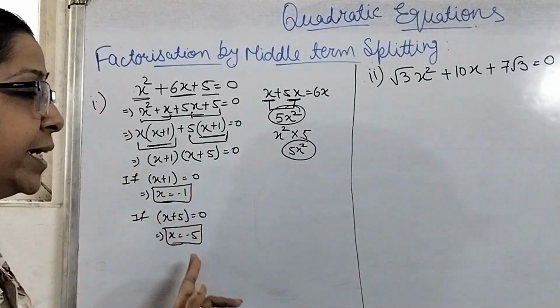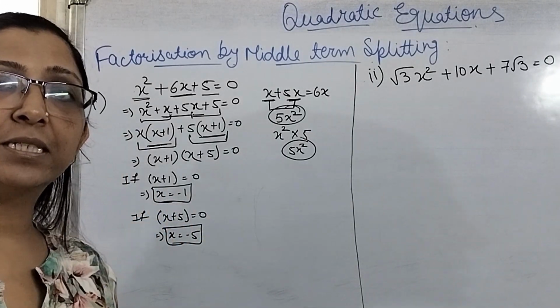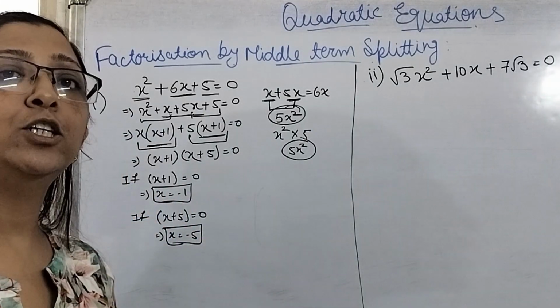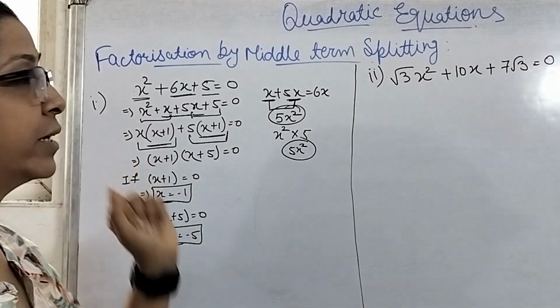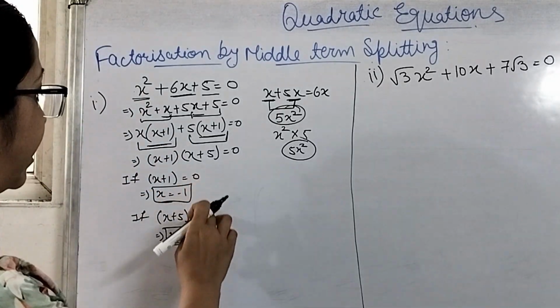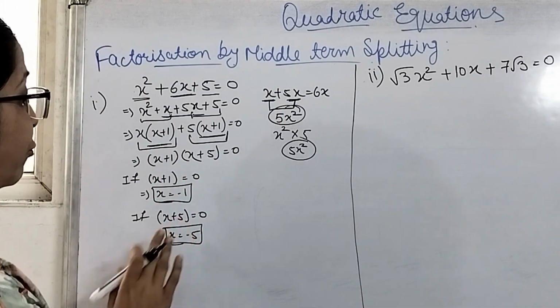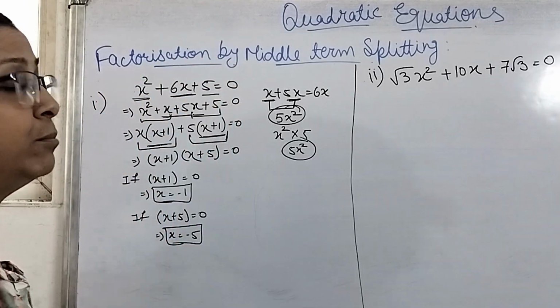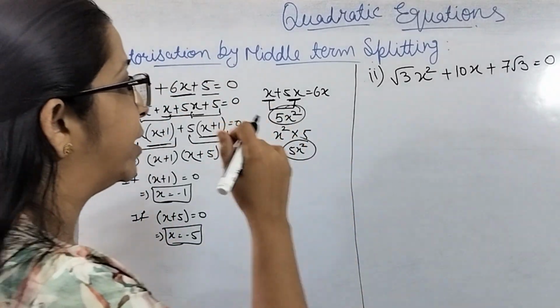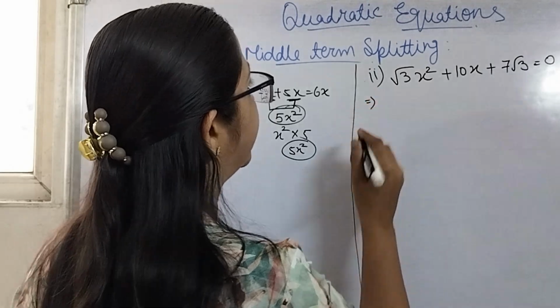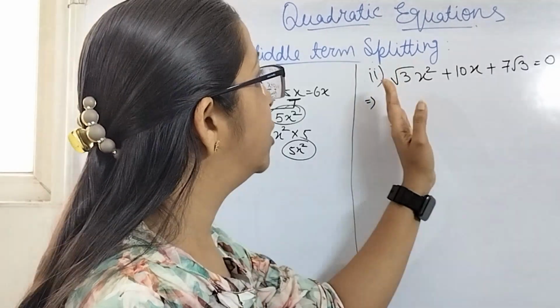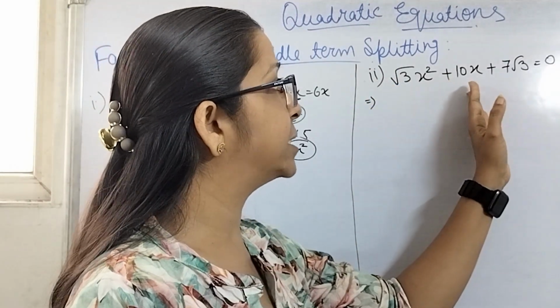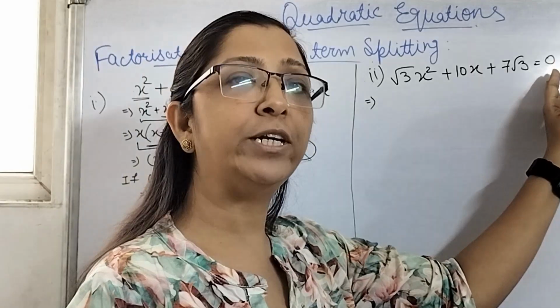Here in this case we are getting two roots, but it is not compulsory that we will always get two real roots from a quadratic equation. So these are the values of x for which this equation will become true. Now we take another example. Over here the quadratic equation is root 3 x square plus 10x plus 7 root 3 equals 0.